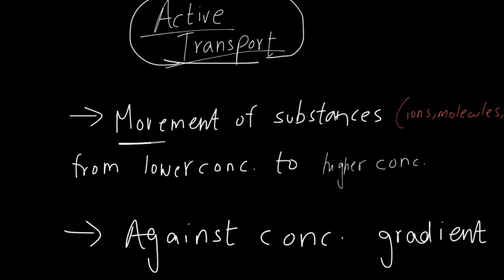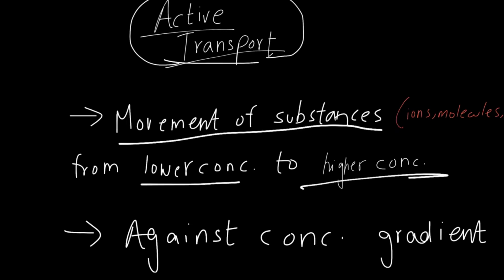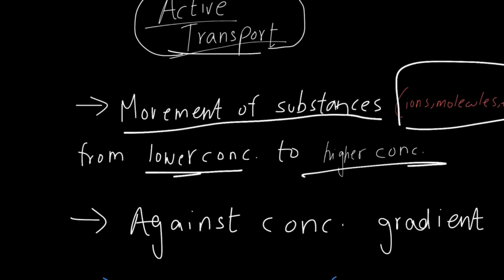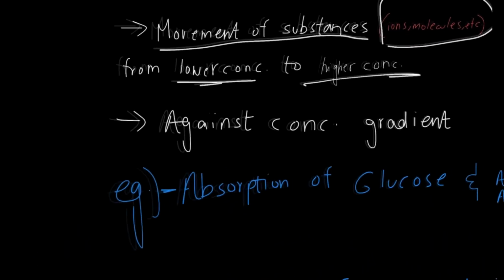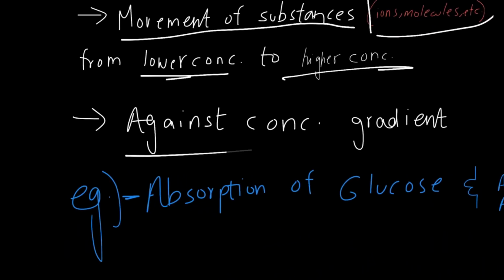So it's the movement of substances from one region to another. However, this movement is from a lower concentration to a higher concentration. So movement of substances like ions, molecules, etc., from a lower concentration to a higher concentration. And because it's from lower to higher, it's against the concentration gradient, right? Because first, in diffusion, it was down the concentration gradient. However, when it's the opposite, it's against the concentration gradient.